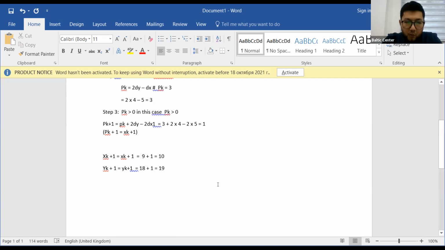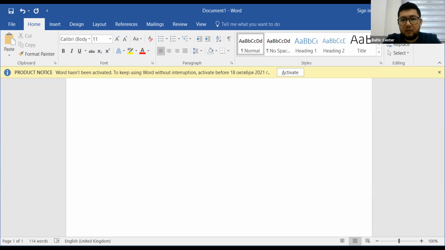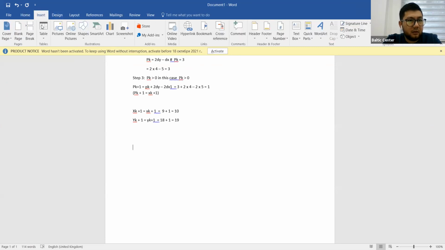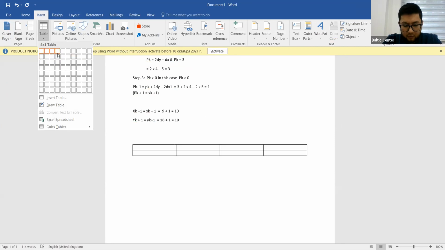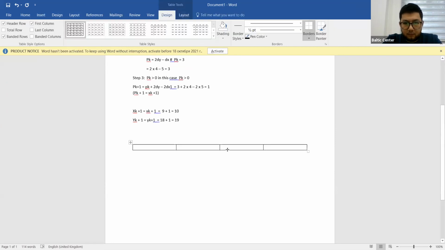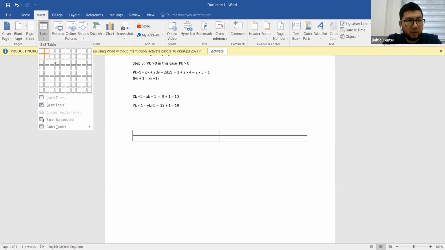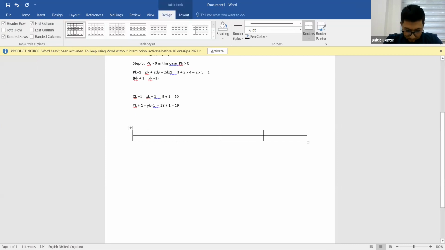So if I explain it as a table, let me insert a table. We have 4 columns. Sorry, let me draw it again. I'm trying to explain what we are actually doing here. That's our pk, and that goes to pk plus 1. I'm trying to explain the calculation of the algorithm. So xk plus 1, and that would be the next one, yk plus 1.